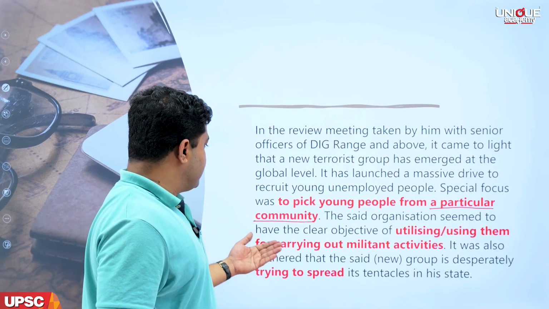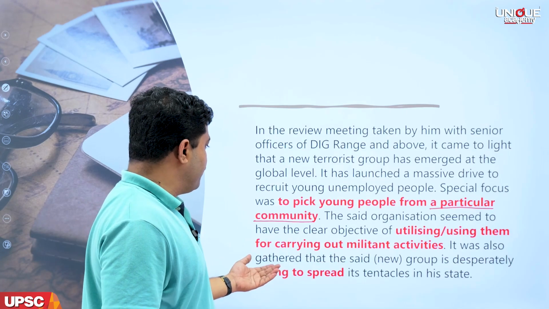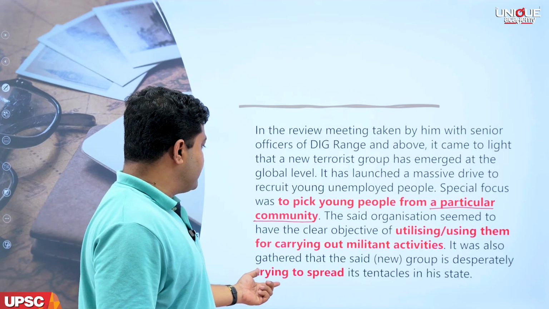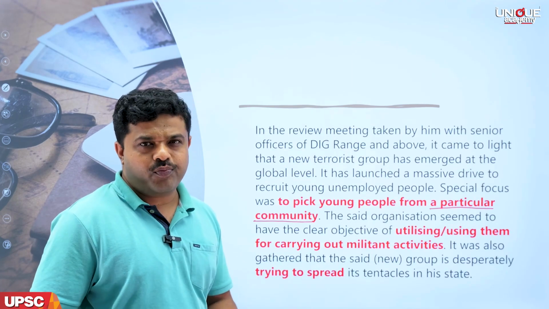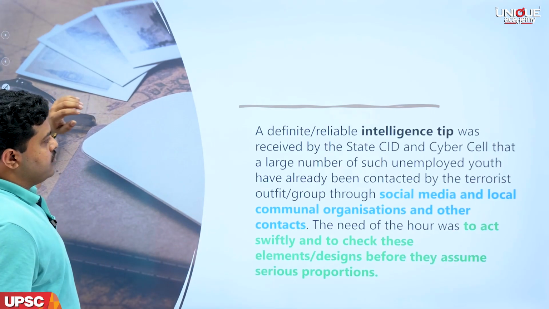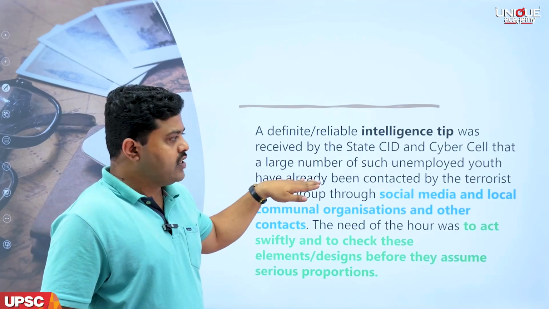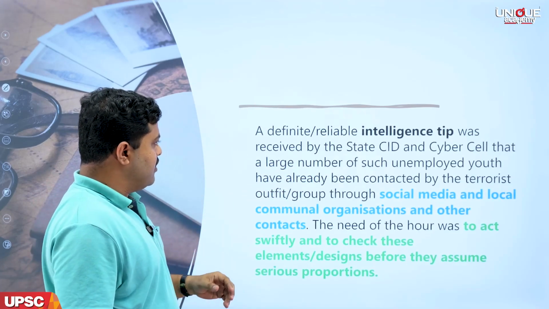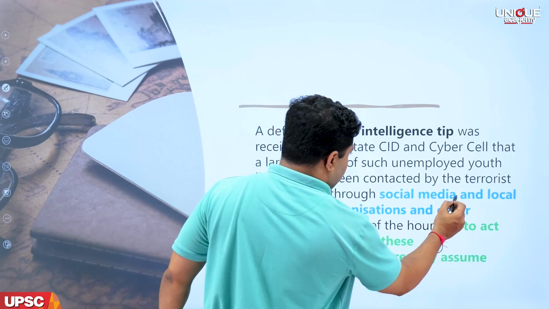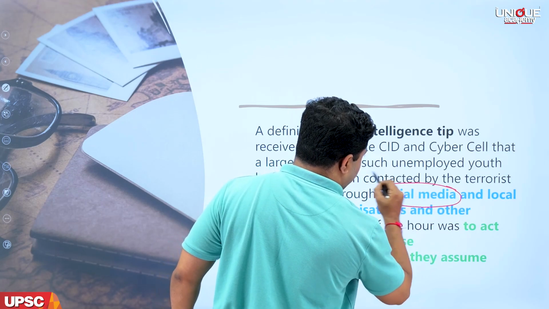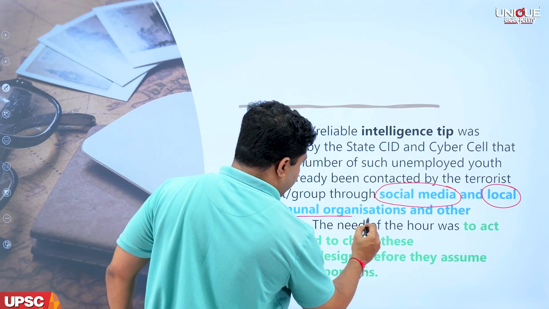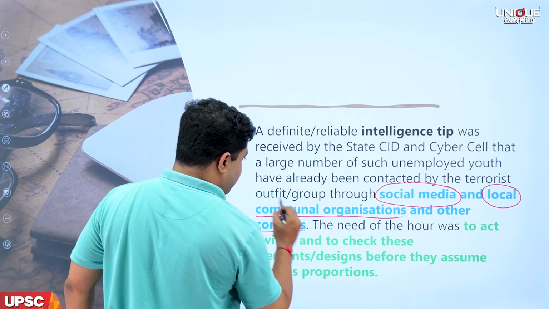The said organizations seem to have the clear objective of utilizing them for carrying out militant activities. It is also gathered that the said group is desperately trying to spread its tentacles. So it is a new group, but now it is trying to spread its influence. Now you receive an intelligence from CID and Cyber Cell that large number of unemployed youth are already contacted through social media. So again, you have to identify the stakeholders that you can leverage, as well as local communal organizations and their contacts.